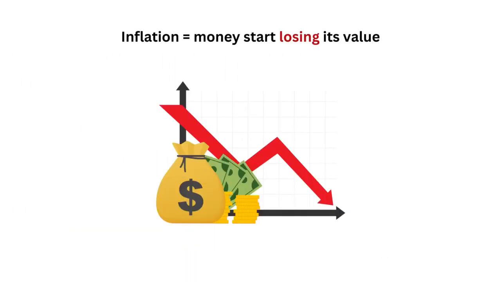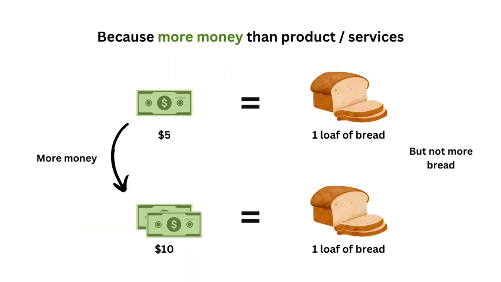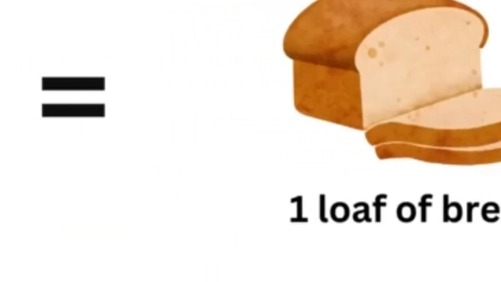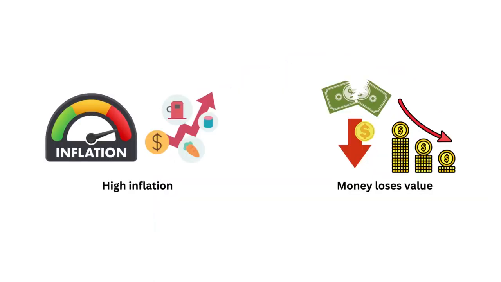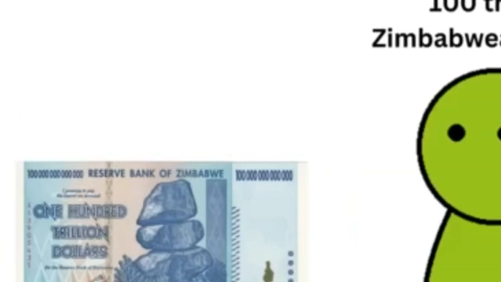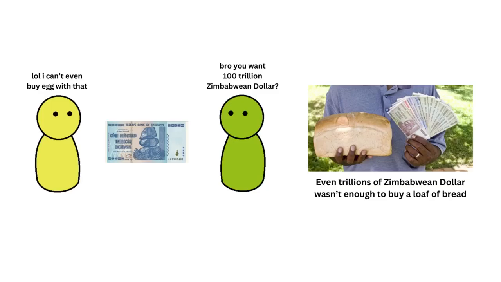So in this video, we will look at how supply and demand affect the value of money. Number 1. Inflation. Inflation is when the currency starts losing its value. Simply said, it is the amount of money compared to the amount of products and services. You can watch my video about why we don't just print more money to understand more about this. When a country has high inflation, its currency's value will decrease. Why? Because nobody wants to buy and hold a currency that loses value.